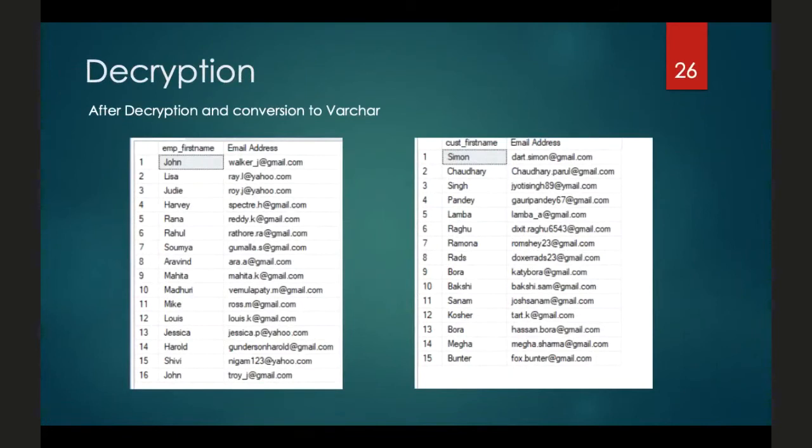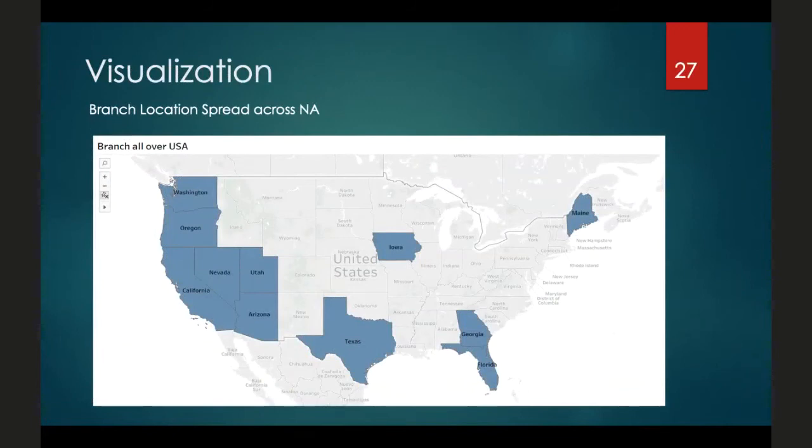So after that we have to convert it to varchar in order to see the actual data in the table in the database. And next one. Now the visualization part. We want to know where all the bank locations are spread across North America, and this gives us an insight.